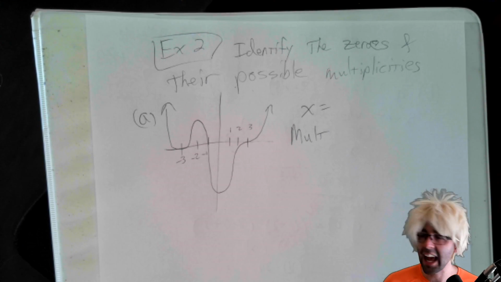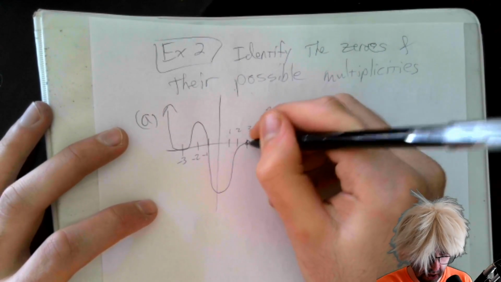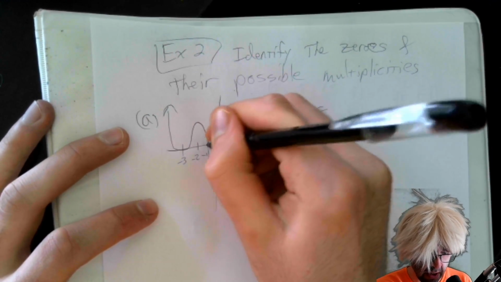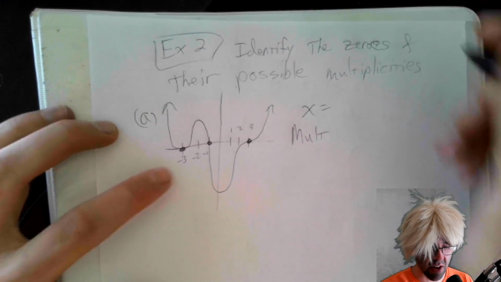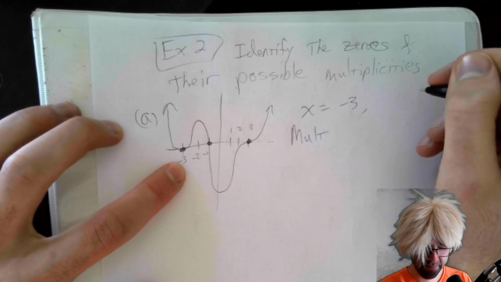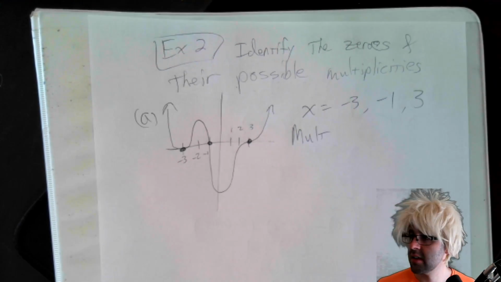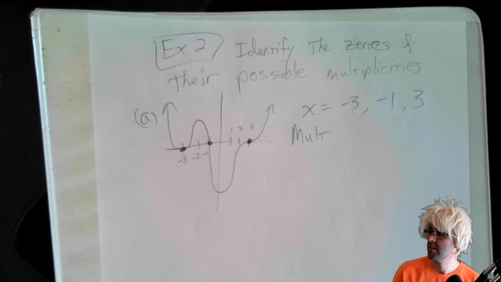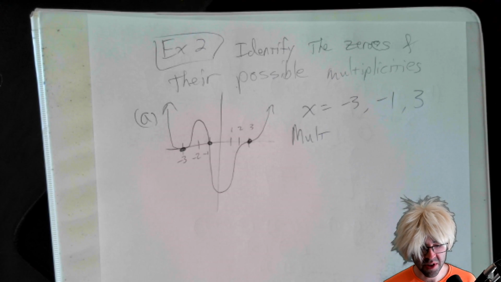So the zeros are just the X-intercepts. Where does this cross the X-axis? Zeros are going to be right here, right here, and right here. These are the only places the graph crosses the X-axis. So -3, excuse me, -1, and 3. All right. And now we just have to talk about multiplicity.